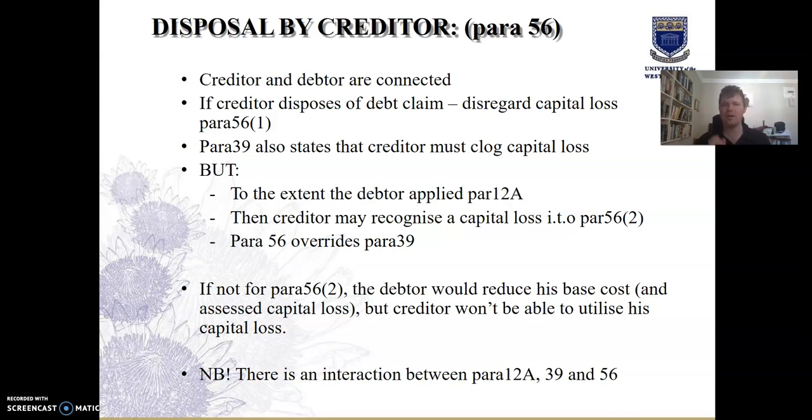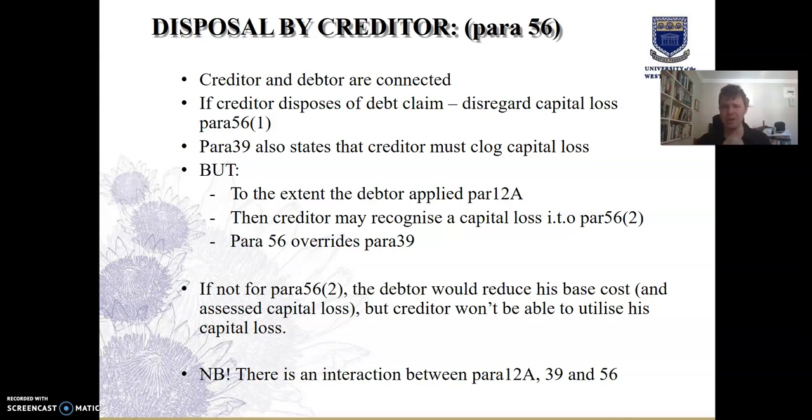So let's just remind ourselves where we're at. This is a situation where there's debt between two parties and those parties are connected. Okay. What it's saying here is that if two parties are connected and one person forgives the debt, okay, if the creditor disposes of the debt claim, basically meaning if they forgive the debt, we know how to deal with 12A on the other side, but for the person who's actually forgiving the debt, there's probably going to be some kind of a capital loss.